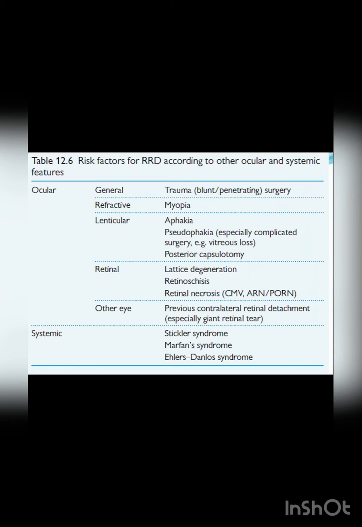One is lattice degeneration, retinoschisis, and retinal necrosis is very common. And other than the eye, we have contralateral retinal detachment, especially after a giant retinal tear. Systemic, we have three main rare syndromes: Stickler syndrome, Marfan syndrome, and Ehlers-Danlos syndrome.